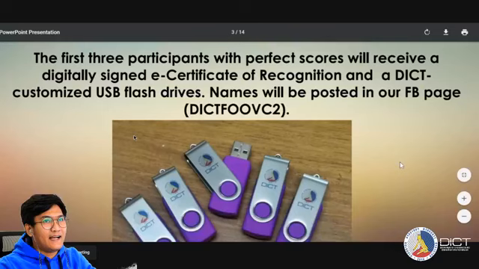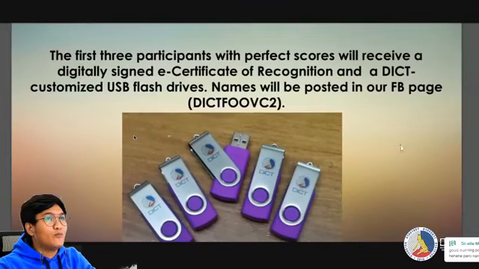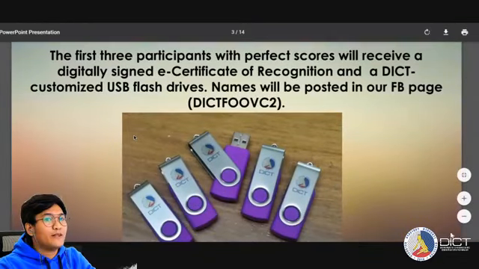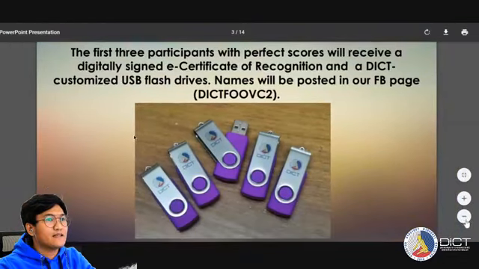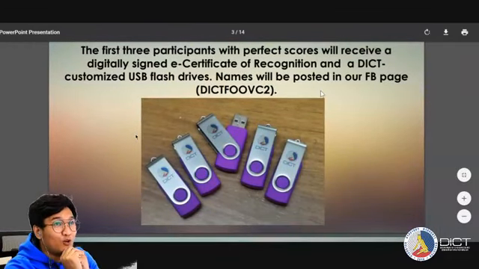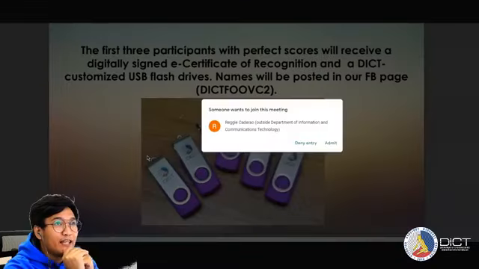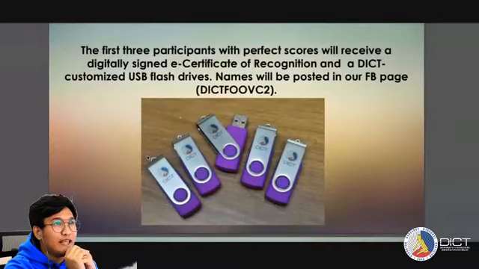Pero there is a catch, syempre. The first 3 participants with perfect scores will receive a digitally signed e-certificate of recognition and a DICT customized USB flash drives. Then your names will be posted in our official FB page, that's DICT FOOVC2.